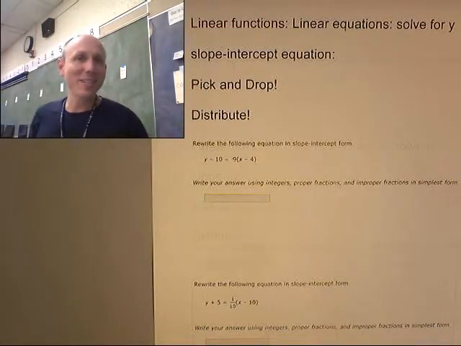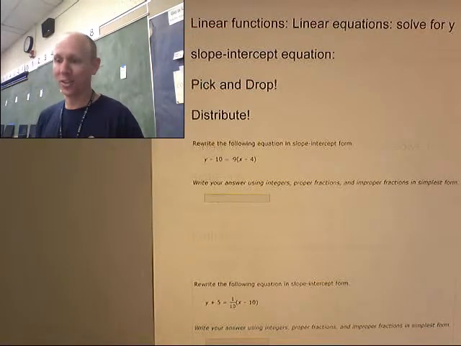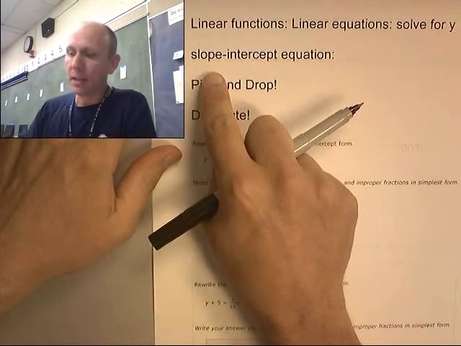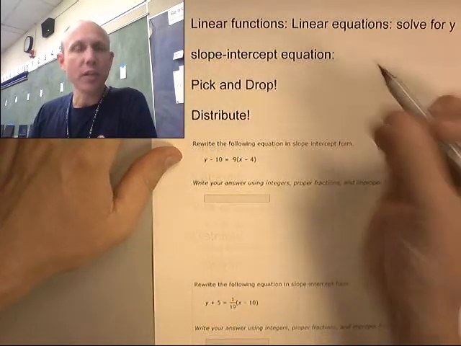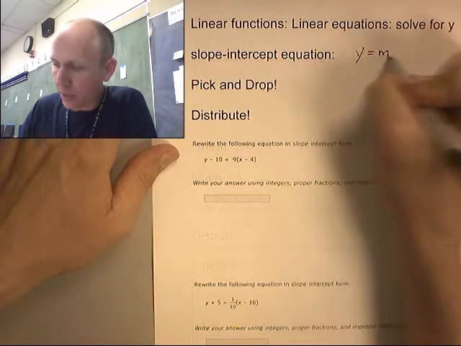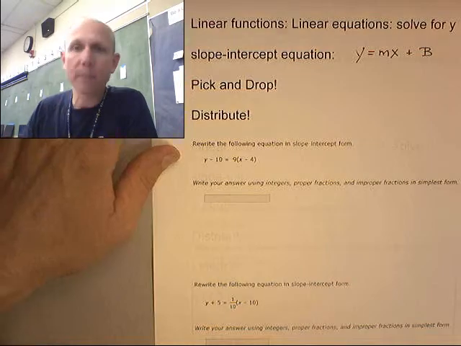All right, this is a challenging one. So let's see how well I can do with this. Linear equation, solve for y. Slope-intercept equation, you know what that looks like. This is y equals mx plus b.